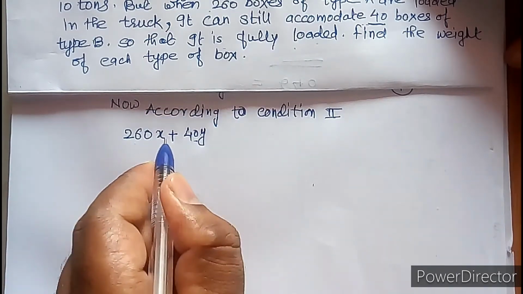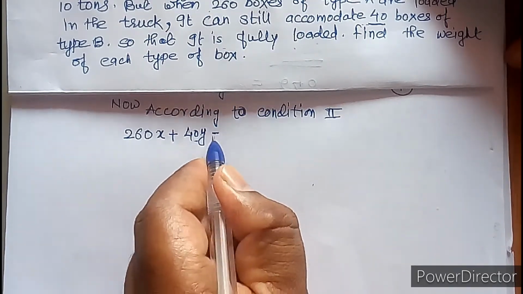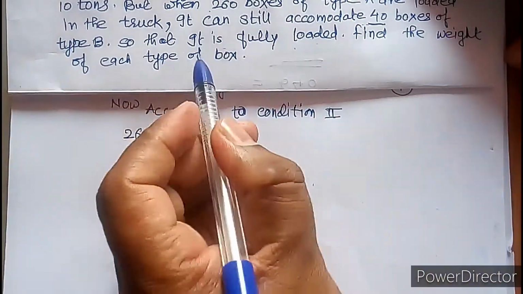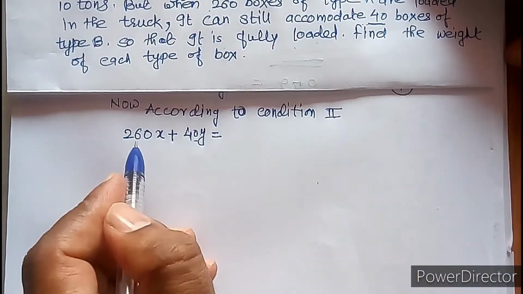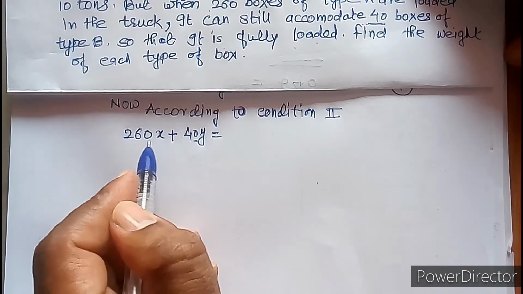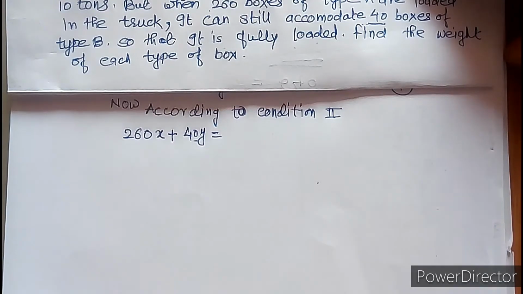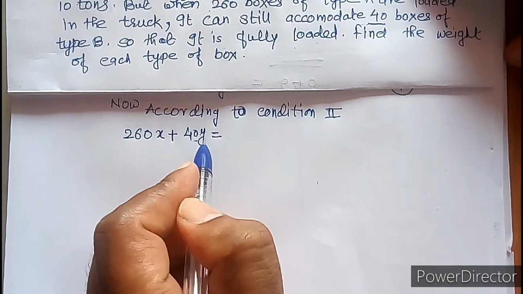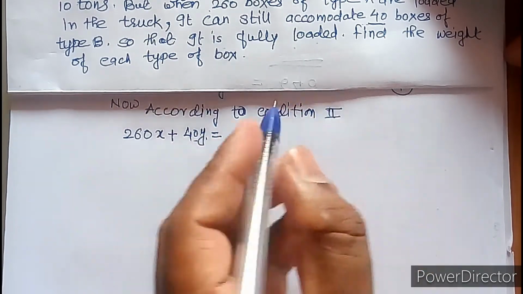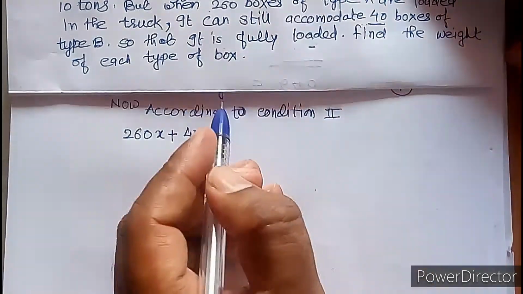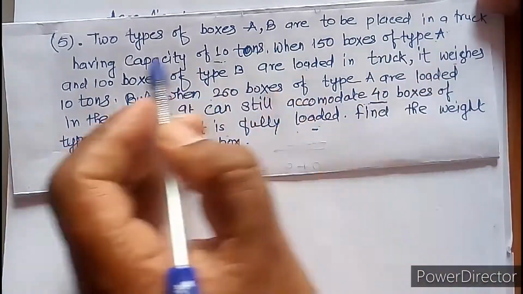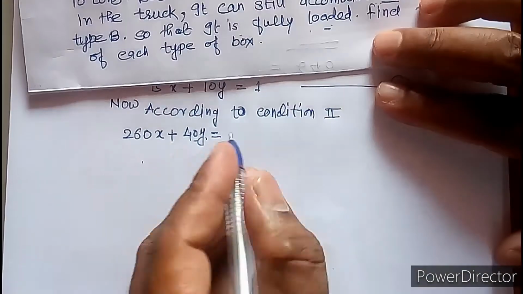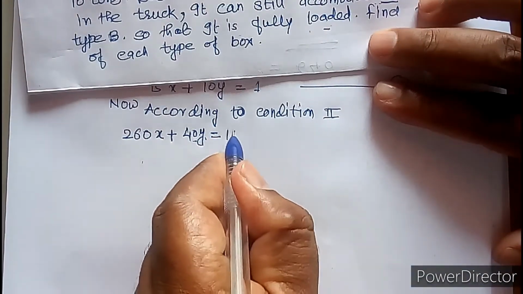Then the equation is 260x plus 40y equals the full load, so that the truck will be fully loaded. According to the second condition, if you keep 260 boxes of A type, that is 260 into x, and 40 boxes of B type, that is 40 into y, it will be fully loaded. But here the full loading capacity of this truck is 10 tons, meaning full loading will be 10 tons.